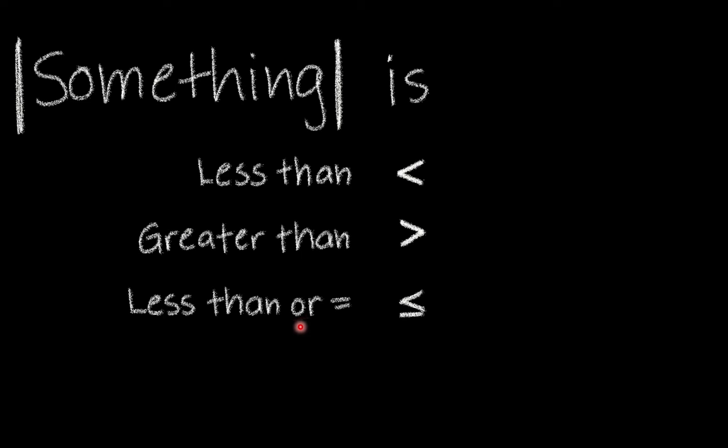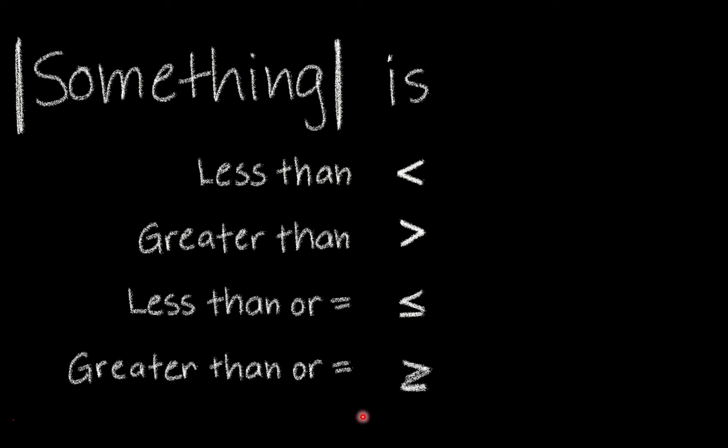So if mom and dad say, hey, you need to wash the car or take out the trash before you play the video games, you don't have to do both. If they said you have to wash the car and take out the trash, then both of those tasks need to happen. So for less than or equal to, only one of them is true. Either it's less than or it's equal to. And the other one is greater than or equal to.